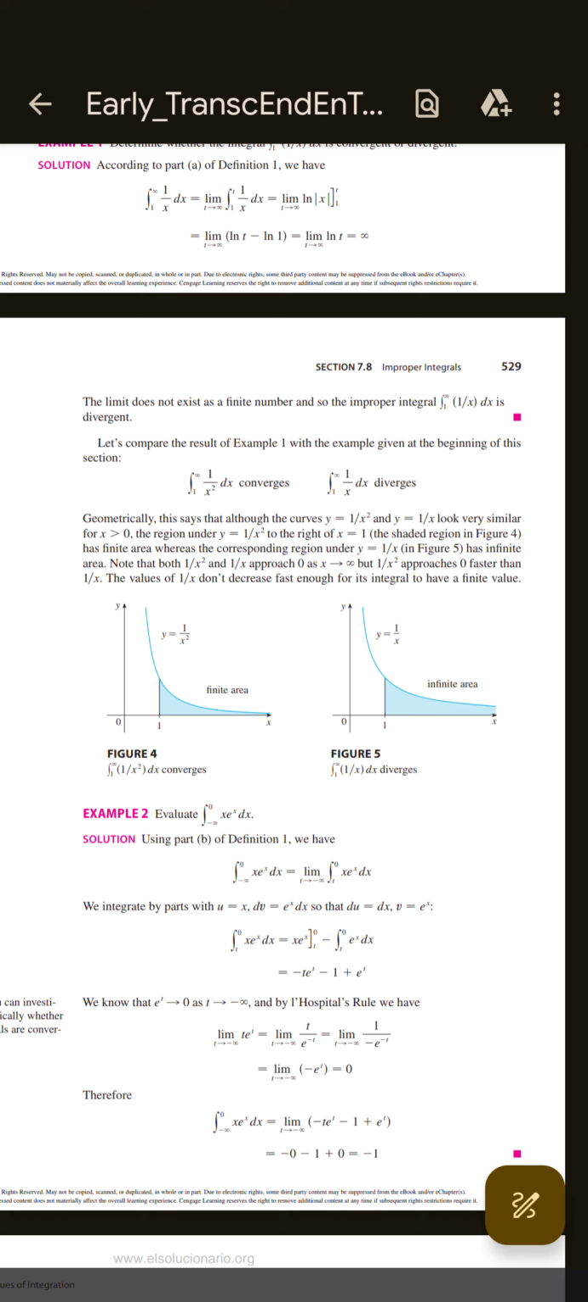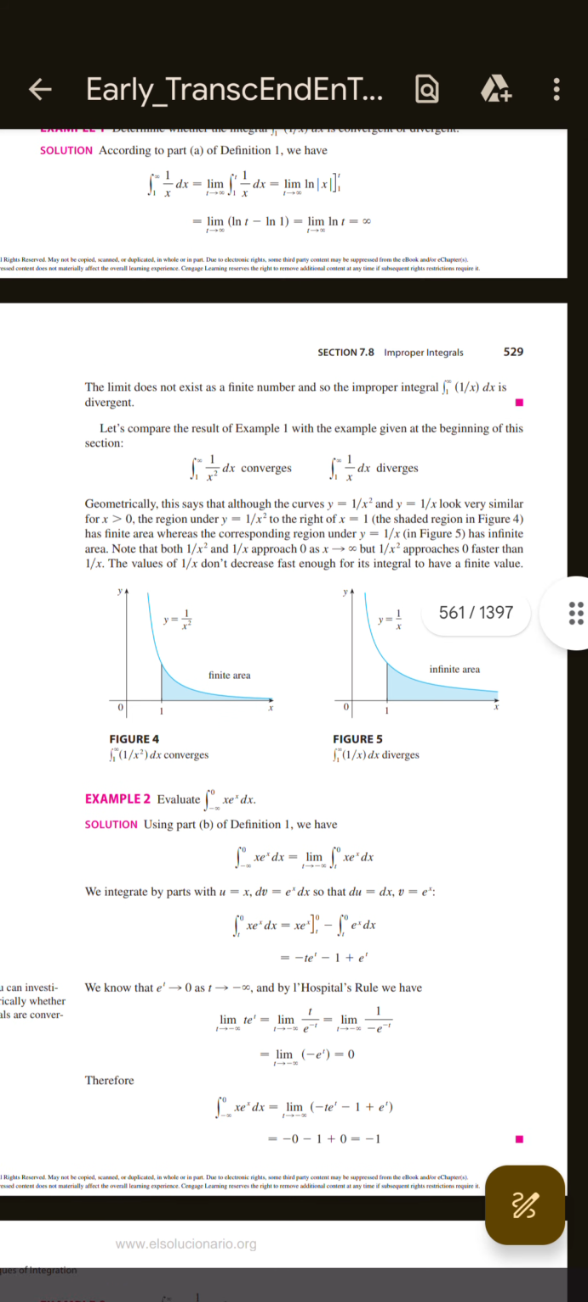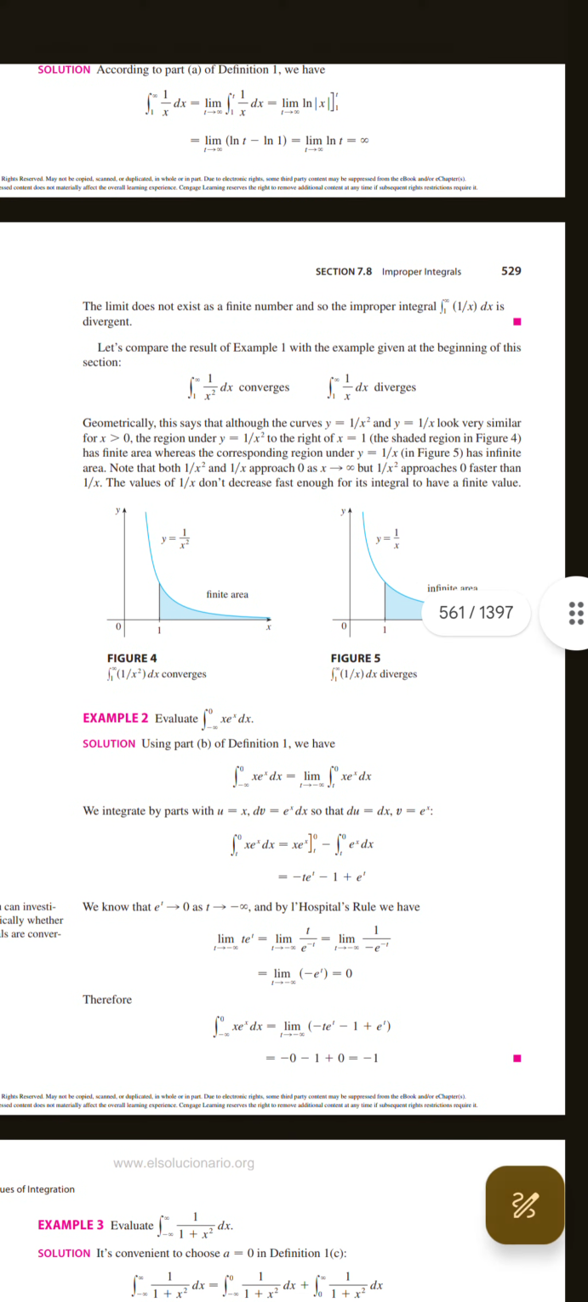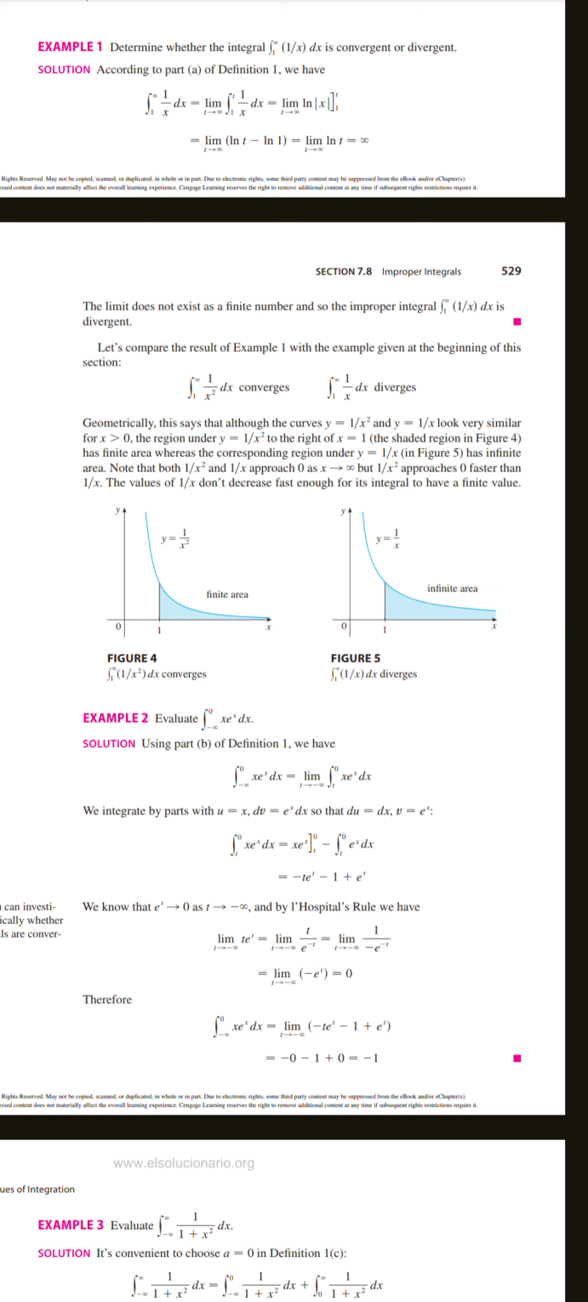That again is the limit as t approaches infinity of the natural log of t, which equals infinity. The limit does not exist as a finite number, so the improper integral from 1 to infinity of 1 over x dx is divergent.